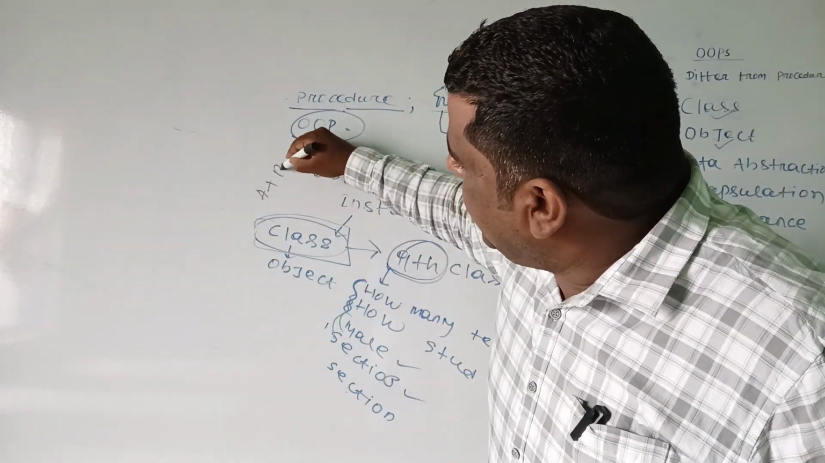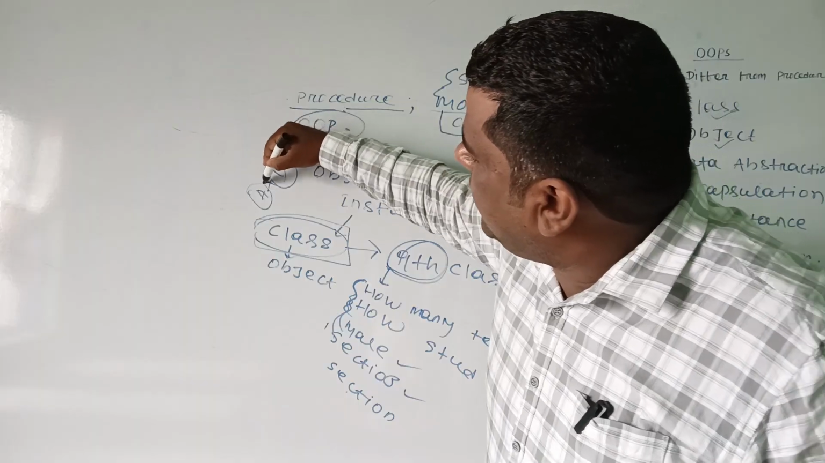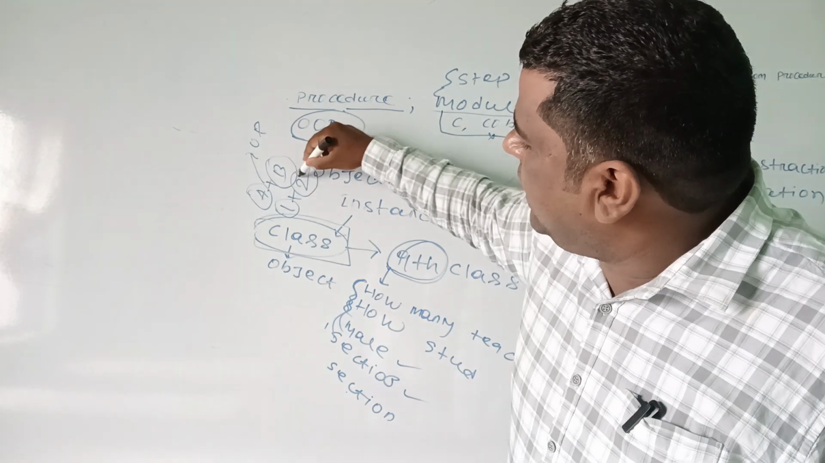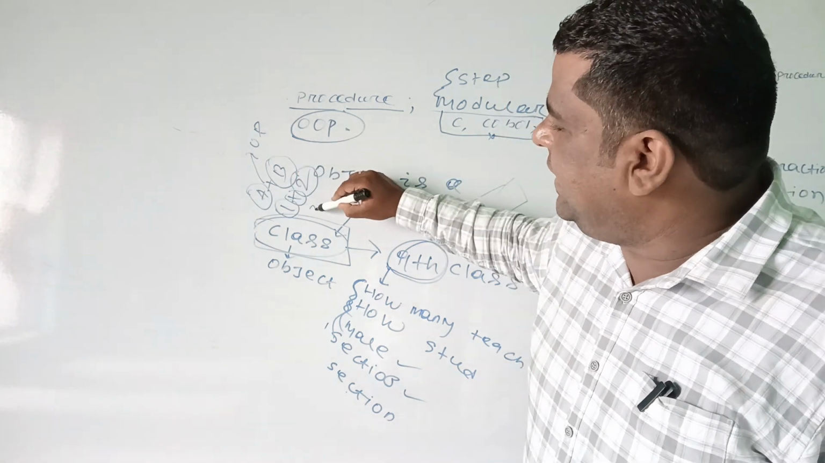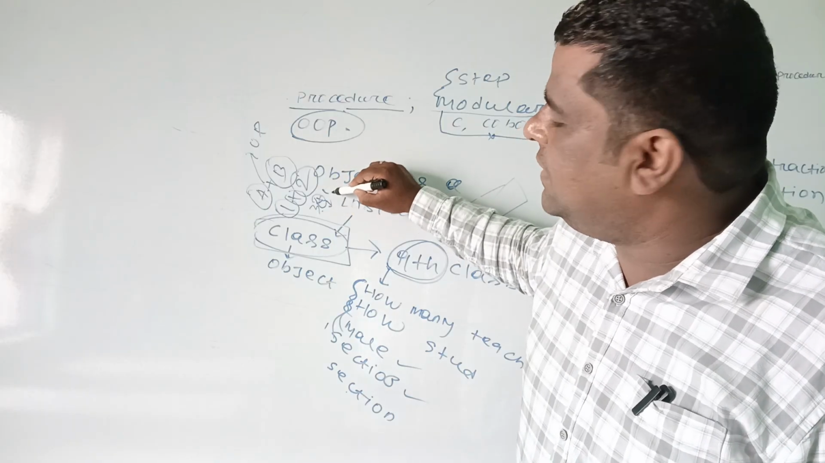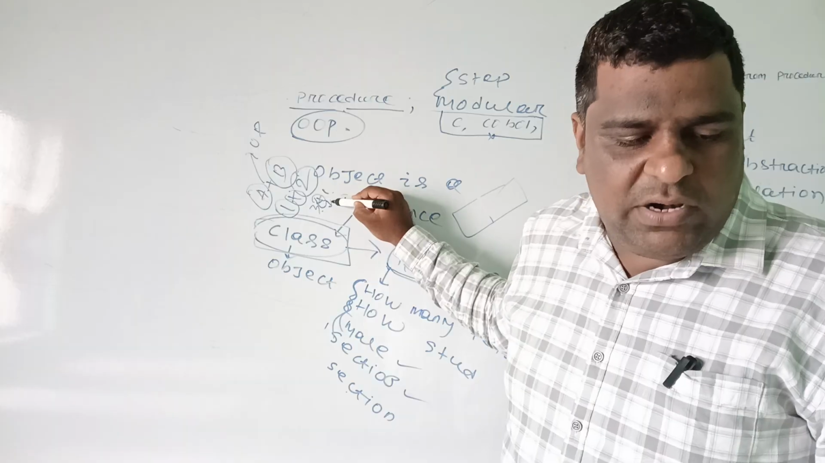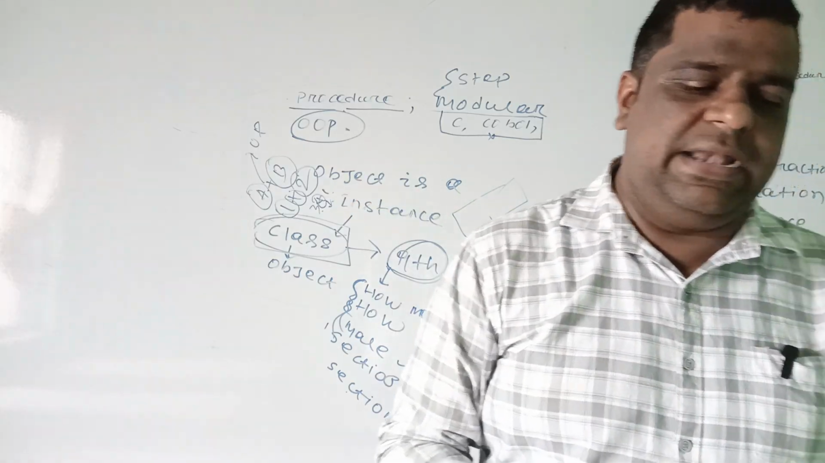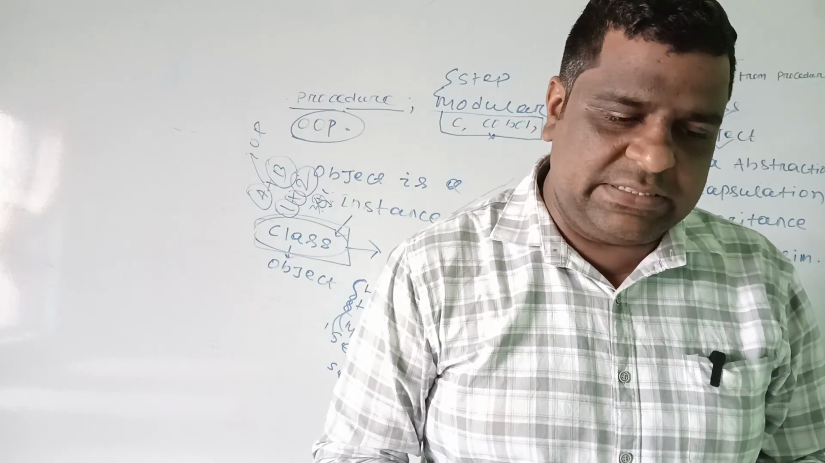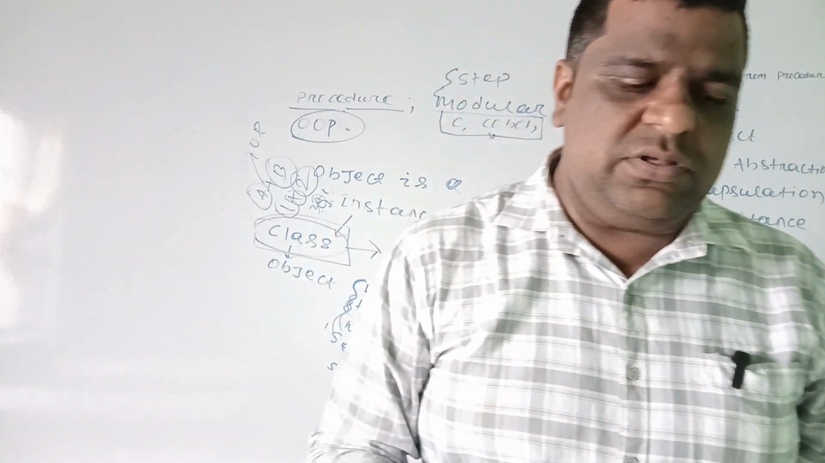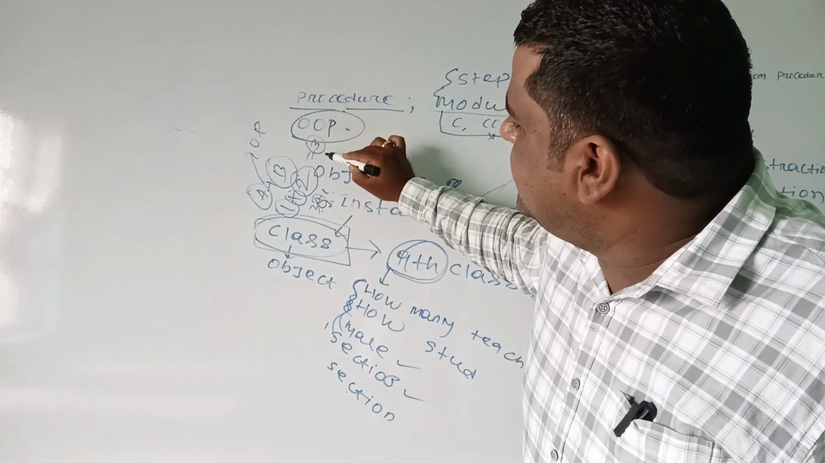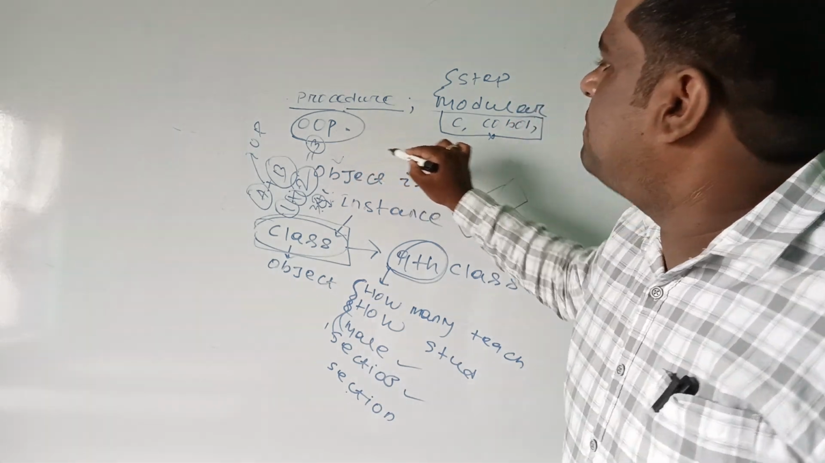A plus B: A is an operand, B is an operand, and plus is an operator. Suppose 1 plus 2: 1 is an operand, 2 is an operand, plus is an operator. Suppose 3 into 1: multiplication is the operator, and 3 and 1 are operands. That is the wrapping of data and the operations or functions that operate on the data into a single unit. Single unit means 1 plus 2 is equal to 3. This is the concept of encapsulation.